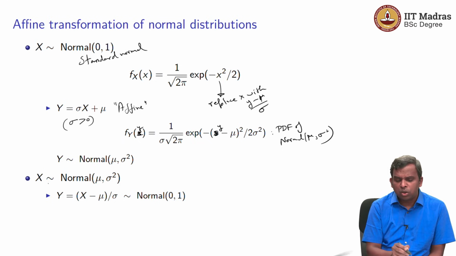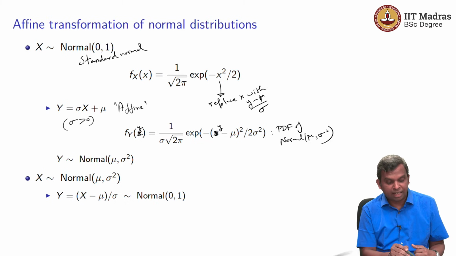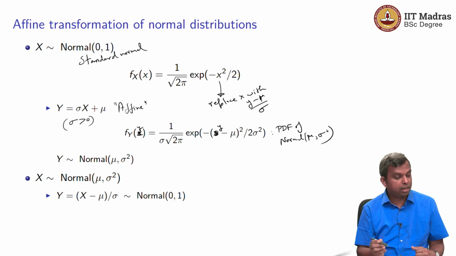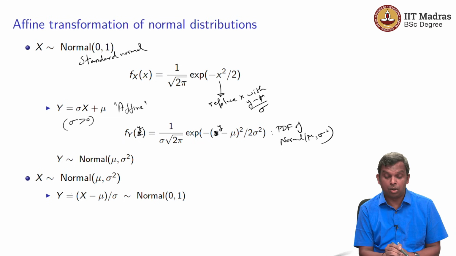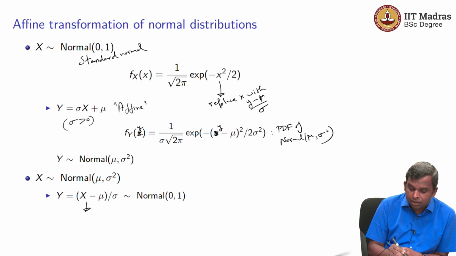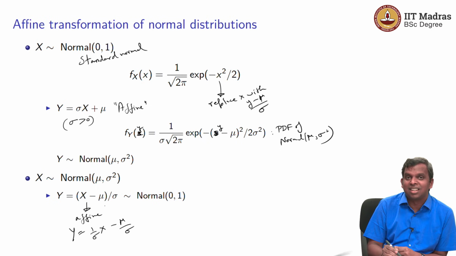So, you can also reverse it. Supposing you start with x being normal mu sigma squared, and then you do x minus mu by sigma, you will get normal 0, 1. So, here is a normally distributed random variable with parameters mu and sigma squared, and notice what I am doing here: this is also affine. This looks a little different, but this is y equals 1 by sigma x minus mu by sigma, isn't it? It is not any different from that.